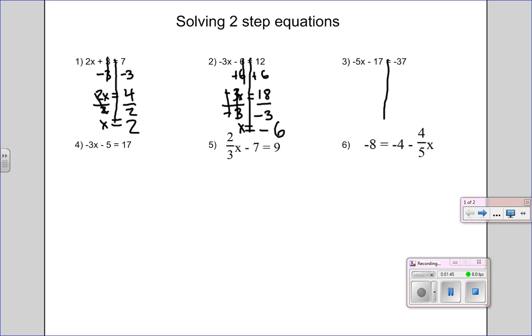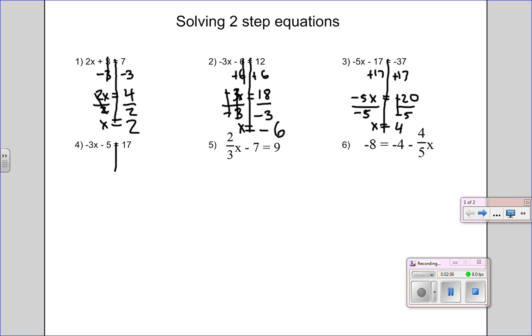Okay, let's come over here to this one. Line down the equals. The opposite of minus 17 is plus 17 on both sides. So negative 5x equals negative 20. And once again, you divide by whatever's in front of x. So x equals, negative over negative is a positive, so 4.